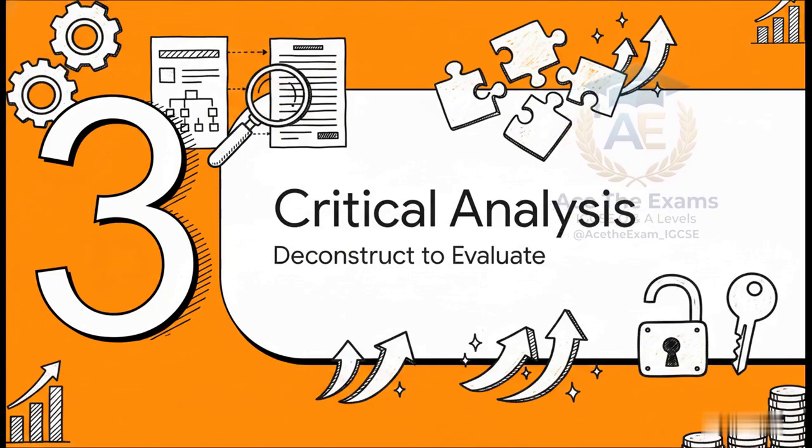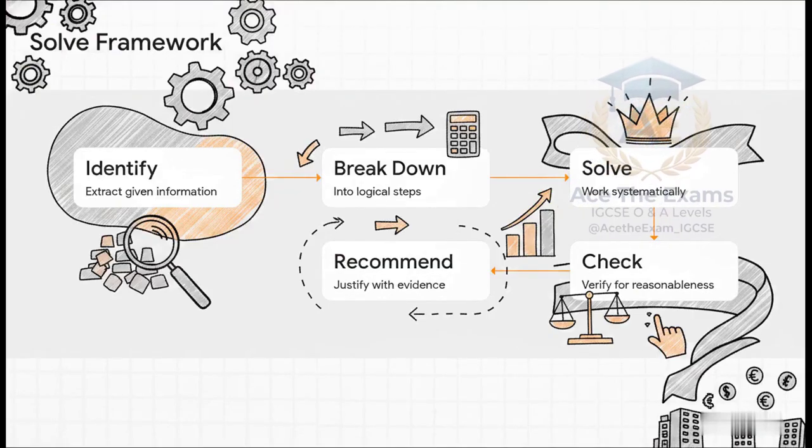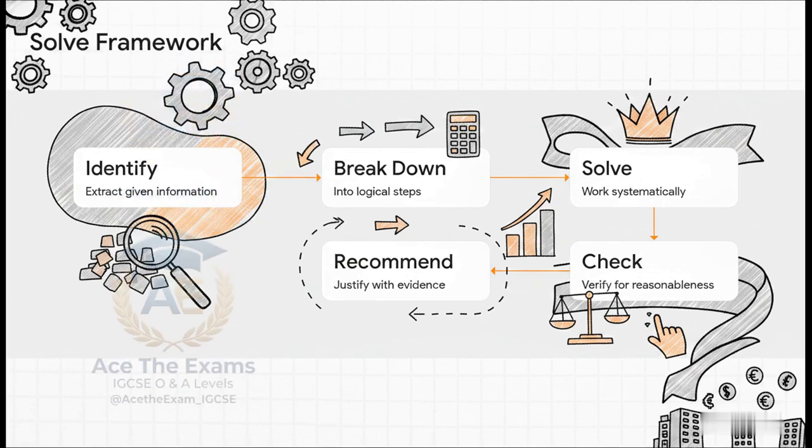Deconstruct to evaluate. All right, take a deep breath because we are now entering the highest tier of skill section of the entire exam. This is how you unlock those elusive top-tier marking bands on those intimidating extended response questions. When faced with a complex scenario, you must utilize this 5-step deconstruct, solve, evaluate framework. Step 1, identify the given information. Step 2, break the problem into logical, manageable steps. Step 3, solve it systematically, securing those method marks we just talked about. Step 4, check your numbers for reasonableness. And finally, step 5, and this is the absolute most important part, make justified recommendations.